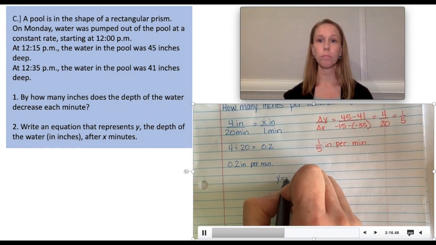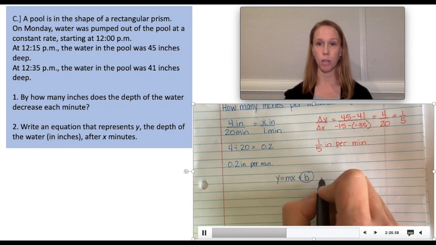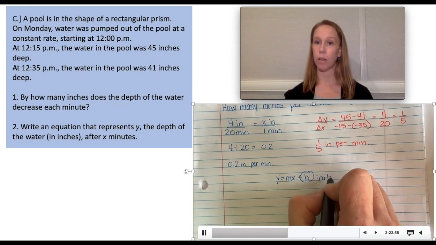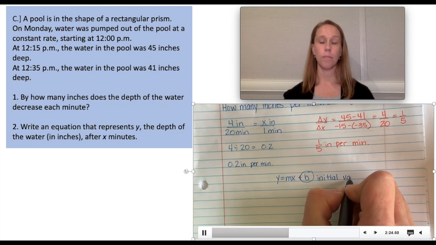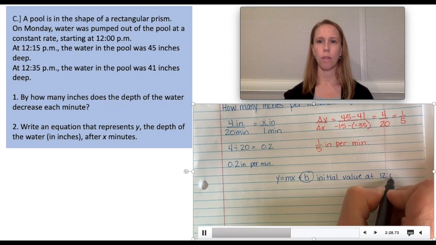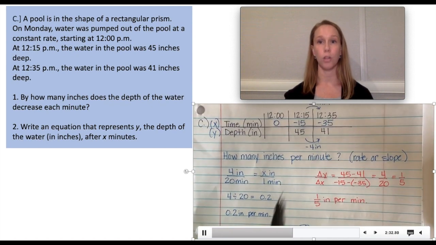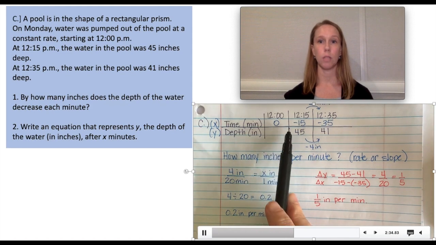So now that I know my slope or my rate of change, I'm going to use both strategies to figure out the initial value because both will work. If you have the chance to pause and think about how you might figure out the initial value or the depth of the pool at noon, at the starting time 0.